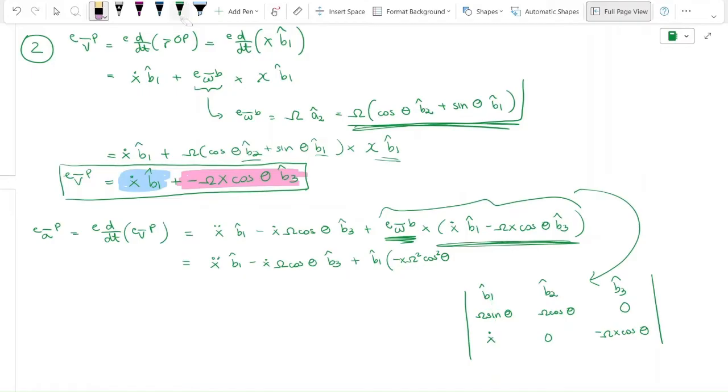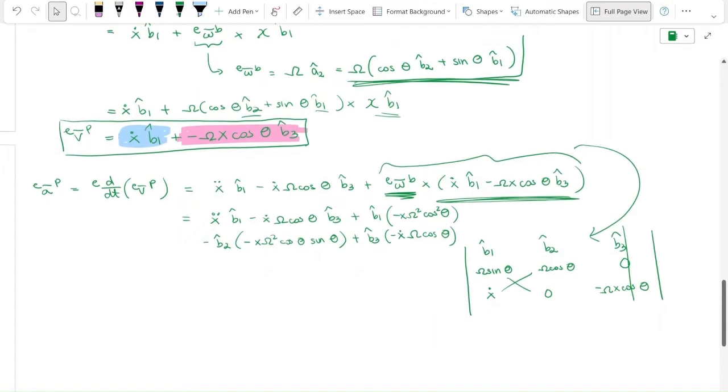So that is our b1 hat term. Then we do the b2 hat term, but because it's the b2 hat term, you have to put a minus sign up front. So you have minus b2 hat times omega sine theta times negative omega cosine theta x, negative x omega squared cosine theta sine theta, minus x dot times 0, which is just 0. Now the b3 hat, this one is normal, so we just have a plus b3 hat equal to 0 times omega sine theta, which is 0, minus x dot omega cosine theta. So this is negative x dot omega cosine theta.